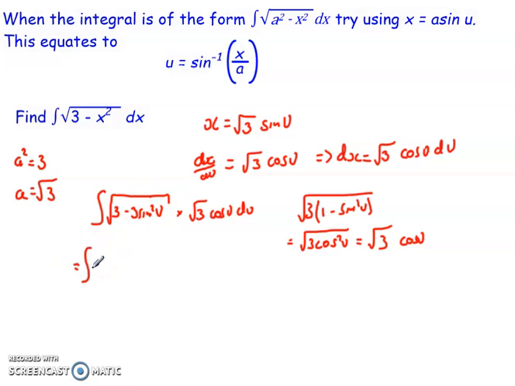Fine, so what that then gives me is root 3 cos u times root 3 cos u du. So what I can then get is the integral of 3 cos squared u du. So now that I've got that, what I can then do is integrate it. But we don't like integrating cos squared functions. So what I have to do is then substitute in for cos squared u.